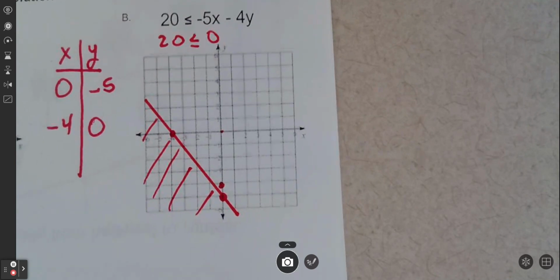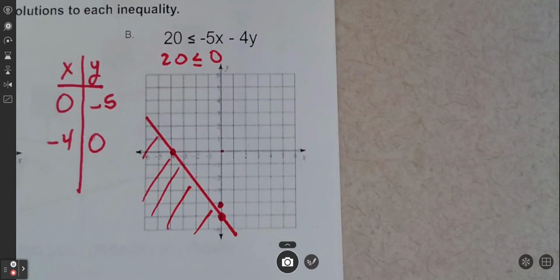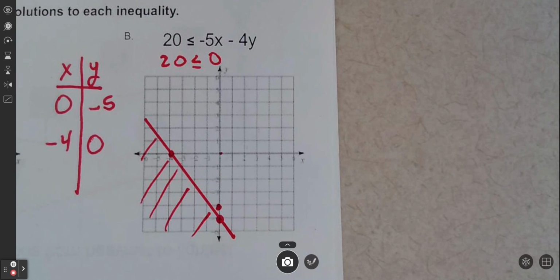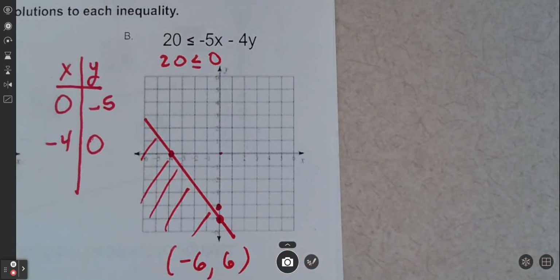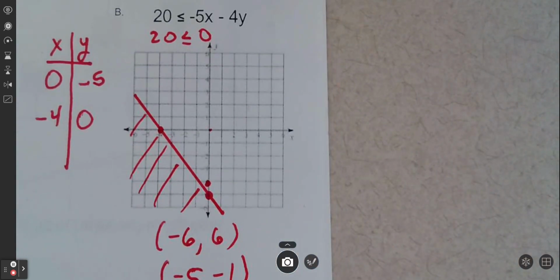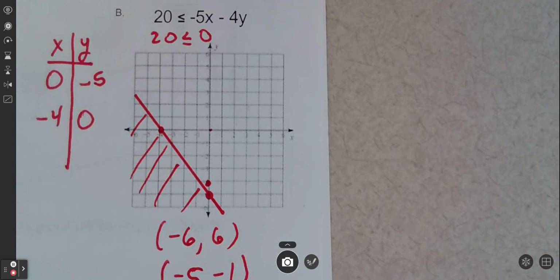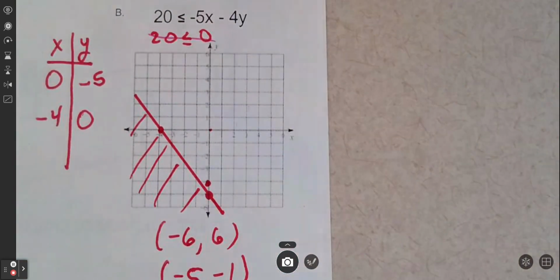Someone give me an answer or a solution to this that'll work. Eli? -6, -6. He's being really careful and making sure that it is absolutely in there. Bryce? -5, -1. So anything in that shaded area works on this inequality. I could plug those in and it would be true. Okay? This was not true, right? This is bad.